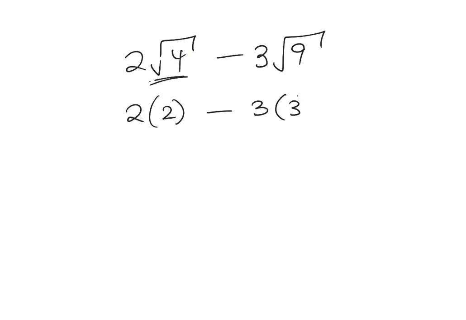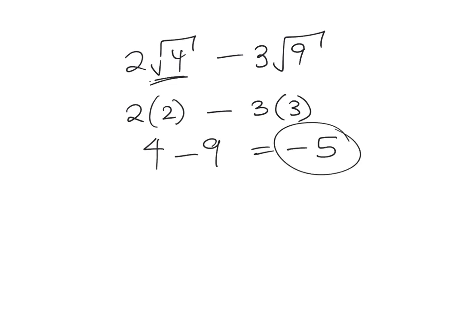So notice what I just did. I took the square root of 4 and I changed it to 2. I took the square root of 9 and I changed that to 3. And now we have 4 minus 9, which is negative 5. So that's how we simplify that problem. You always want to simplify the radical if you can, and then you go from there.